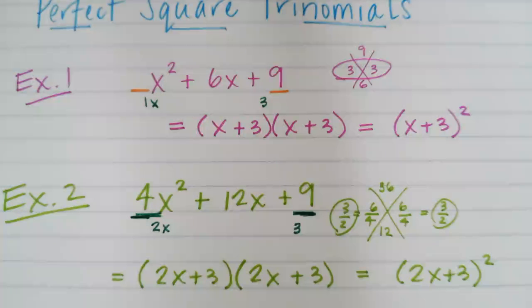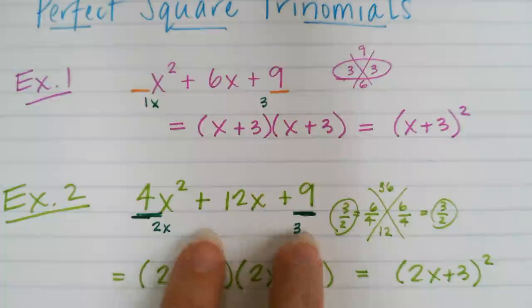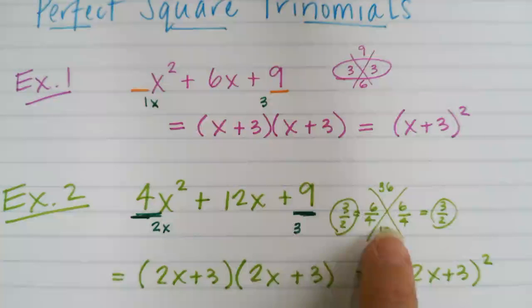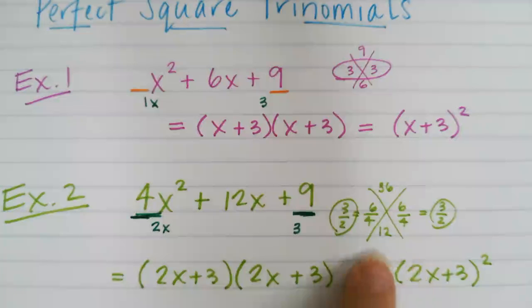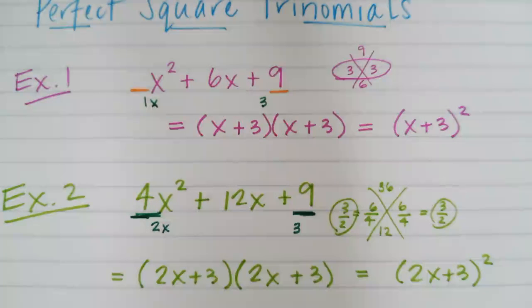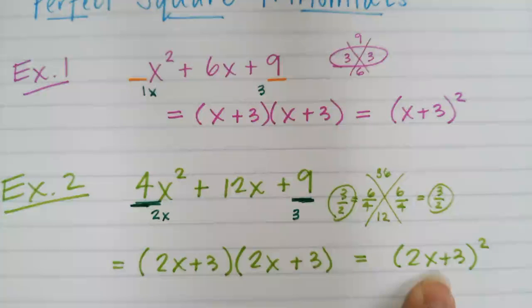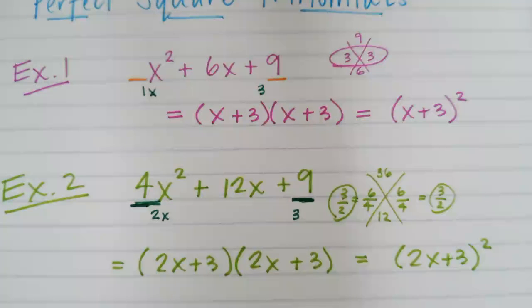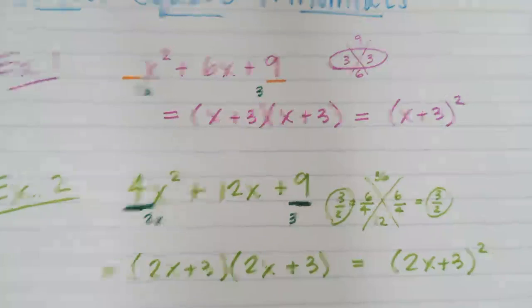You might not necessarily recognize it originally from the beginning, but when you go to do your big X on the side, your factors are the same number. So that's how you know it can be written as a perfect square. All right, so that's the first kind.